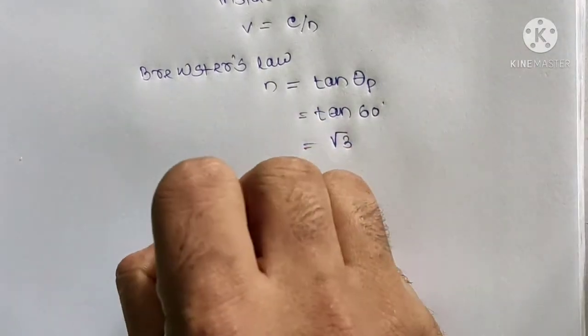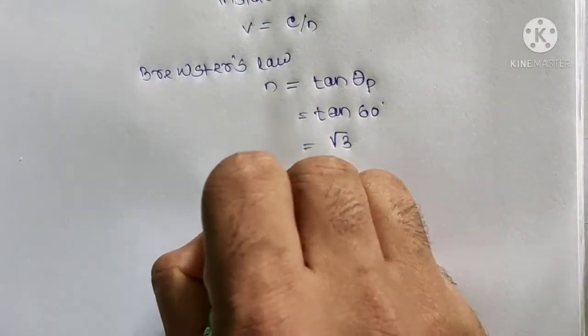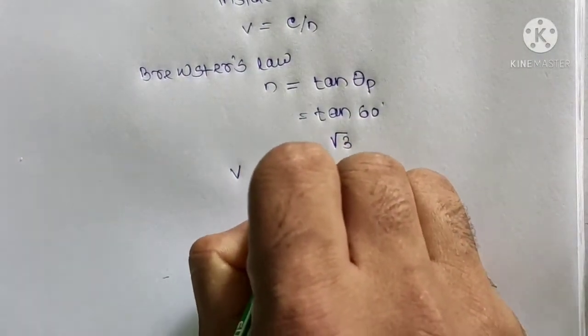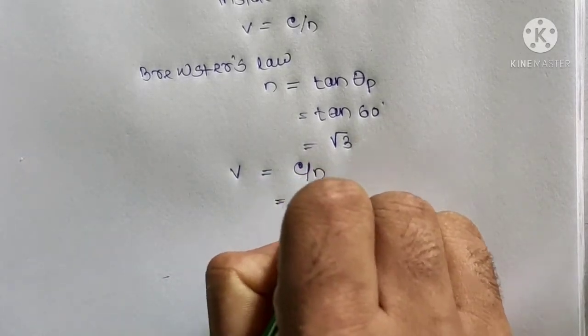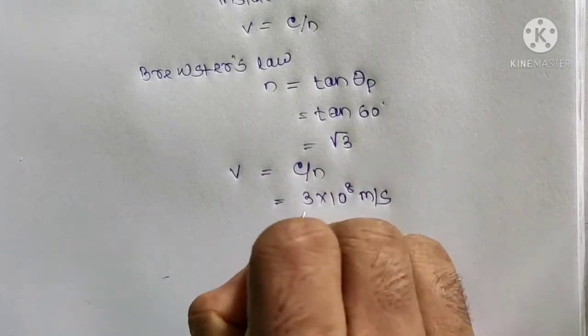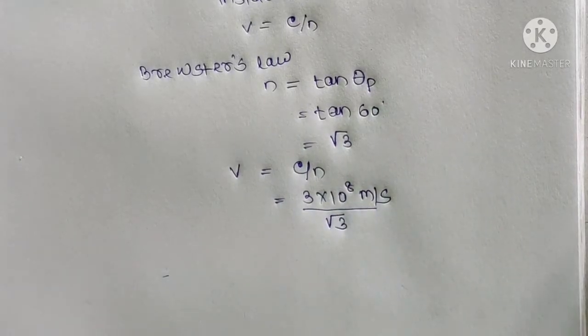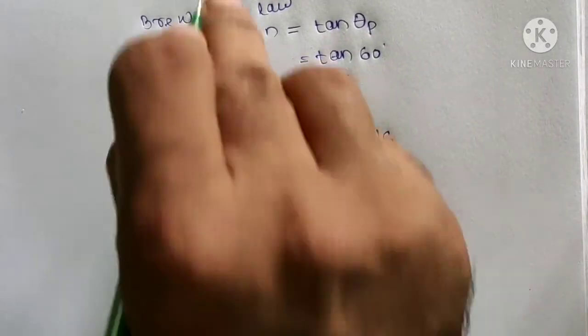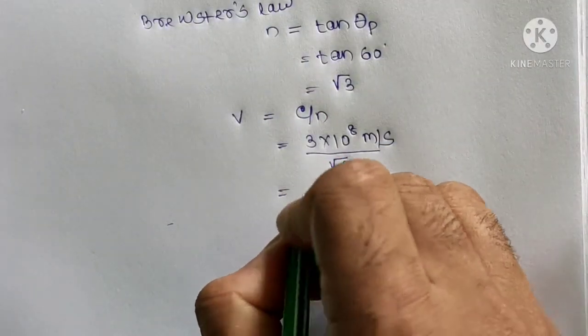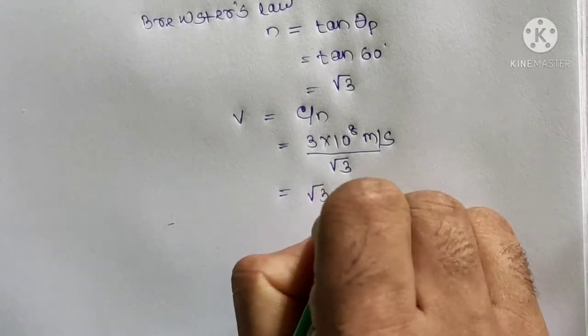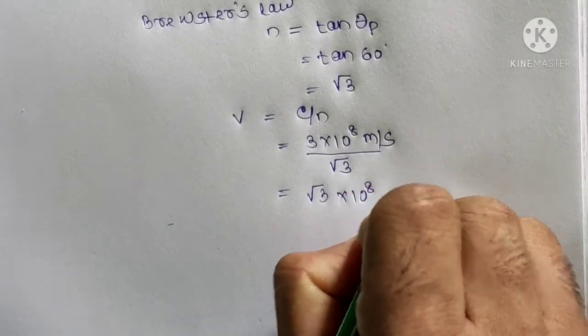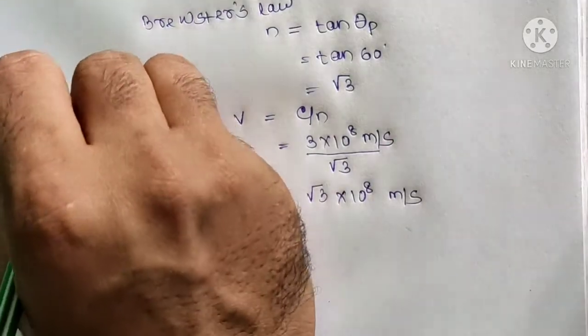So velocity of the refracted light inside that medium is c by n, where c is 3 into 10 to the power 8 meter per second and n is root 3. So velocity of that refracted ray inside the material is root 3 into 10 to the power 8 meter per second. So your correct option is option A.